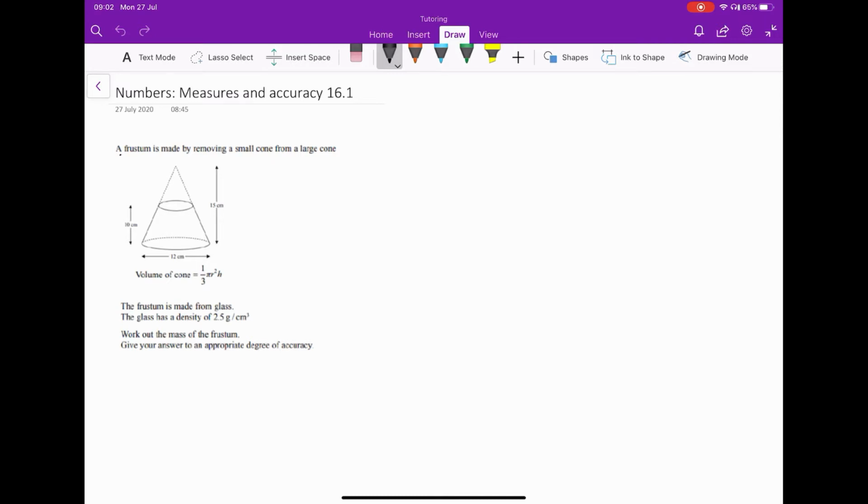So, they've made a frustum by removing a small cone from a large cone, which is shown on the diagram. And they state that the frustum is made of glass and give us the density of the glass, and that's 2.5 grams per centimetre cubed. And it asks us to work out the mass of the frustum. So we're looking at this figure here, made out from the large cone and removing the small cone.